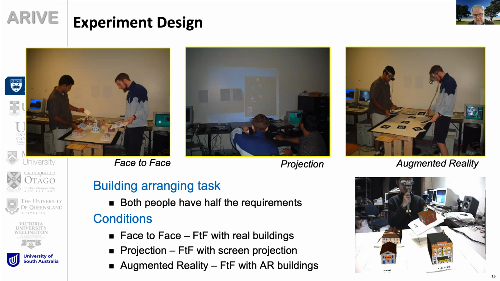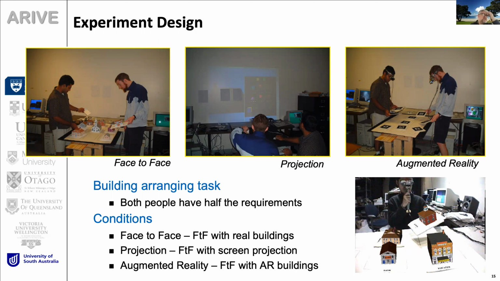So there was a number of clues as to how to arrange the buildings. For example, you couldn't put the pub next to the church, or the school had to be across the street from the shop. But each person only had half of those clues, so they had to talk to each other to explain what the clues were and solve the puzzle.